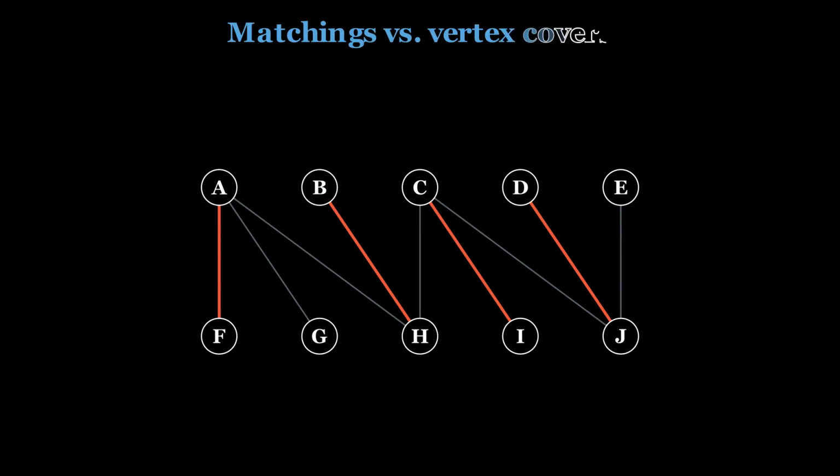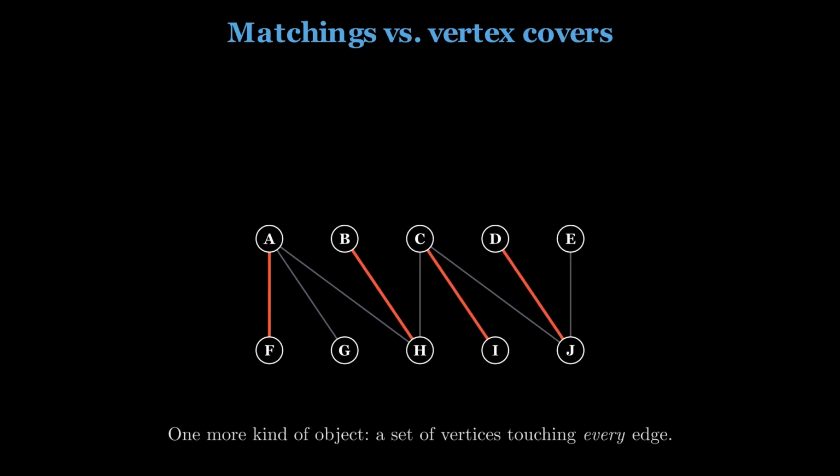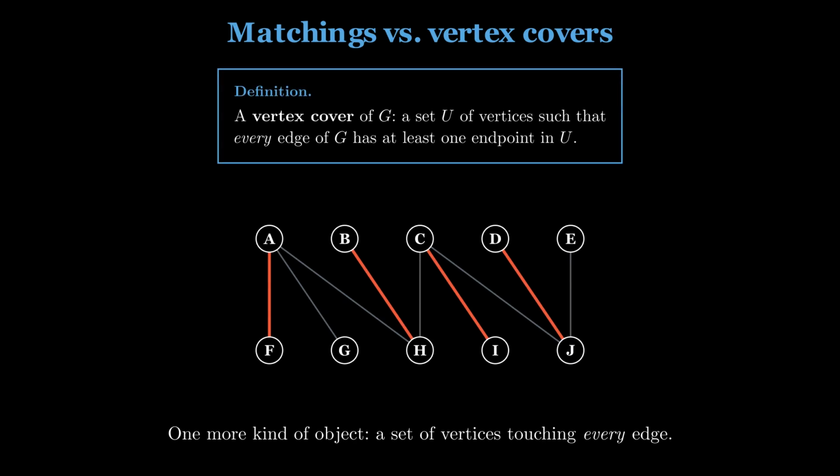To finish, one more kind of object, a vertex cover, a set of vertices touching every edge of the graph. Covers and matchings constrain each other. Look at the 4 edges of our matching. A cover must place a vertex on each of them, and they share no vertices. So any cover has at least 4 vertices. This counting works in every graph, not just bipartite ones.